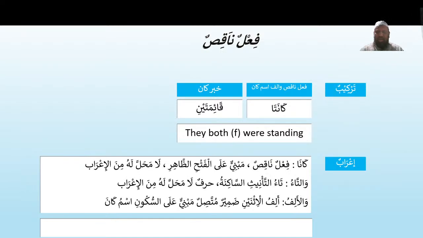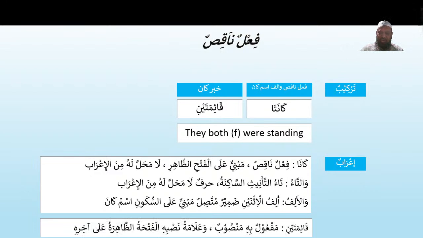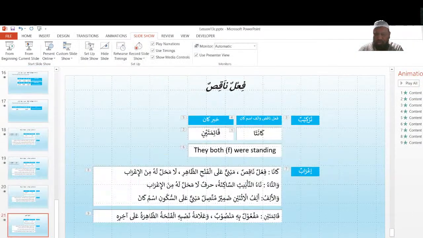In the i'rab: كان فعل ناقص مبني على الفتح الظاهر لا محل له من الإعراب والتاء تاء التأنيث الساكنة حرف لا محل له من الإعراب والألف ألف الاثنين ضمير متصل مبني على السكون اسم كان. And then قائمتين، sorry, should be خبر كان.